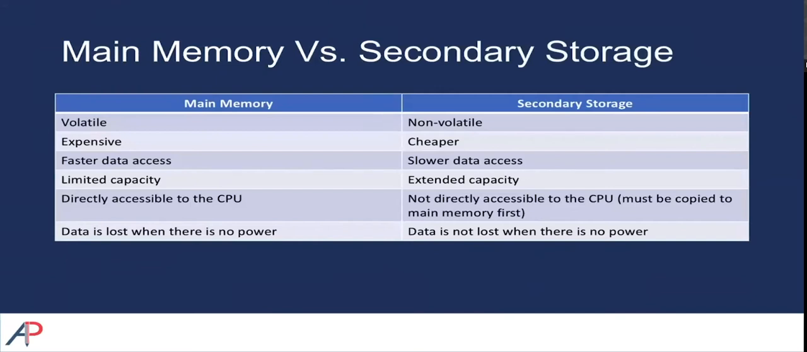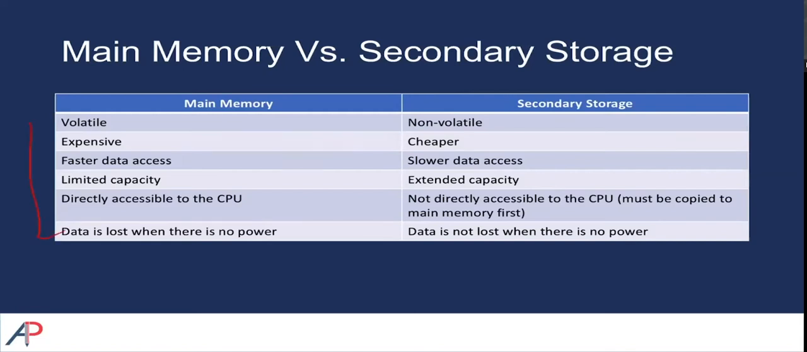You can't afford a very large main memory. Whereas secondary storage is much cheaper, so extended capacity. You could have like 2 terabytes of secondary storage, that'd be fine. Whereas main memory, you'll probably see is like 8 gigabytes. If you jack up your computer more, maybe 16 gigabytes or more. Main memory is directly accessible to the CPU. We just talked about that, whereas secondary storage is not directly accessible to the CPU. It has to be copied to the main memory first, which is why it is slower.